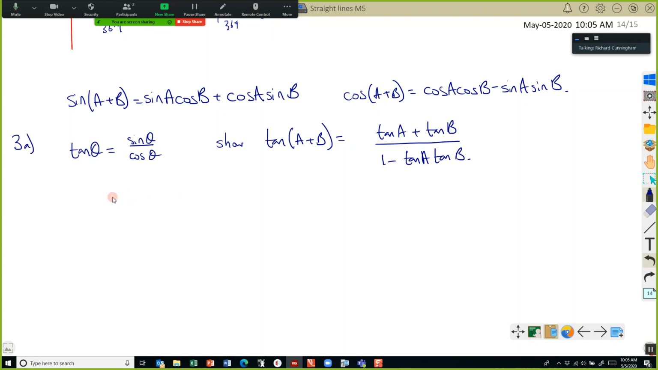Right, so first off, we're going to start with tan A plus B. And we're told in the question, well, that's going to be sine A plus B over cos A plus B. All right. Next thing I'm going to do is use my formulas and substitute those into here. Does that make sense?